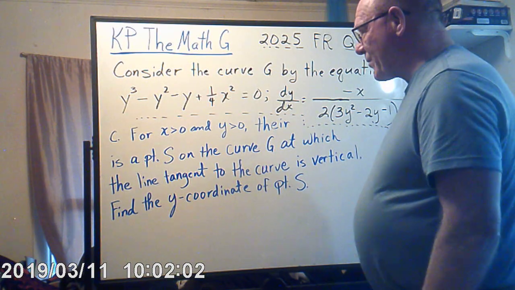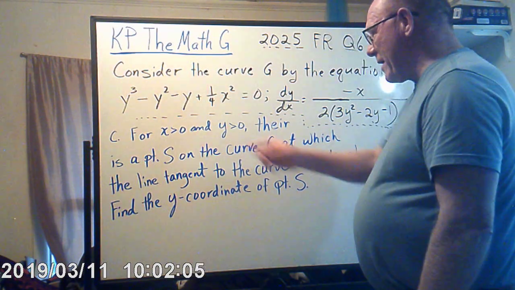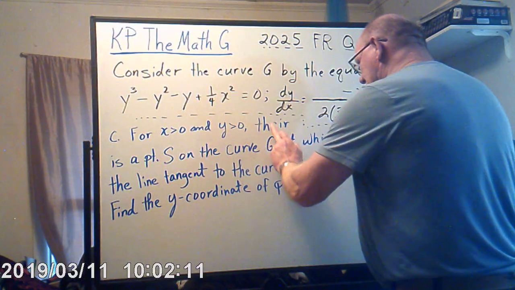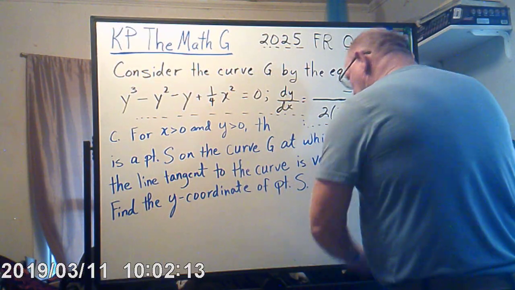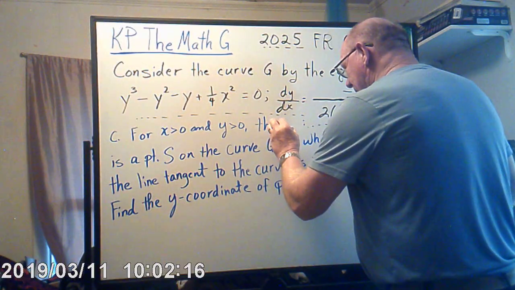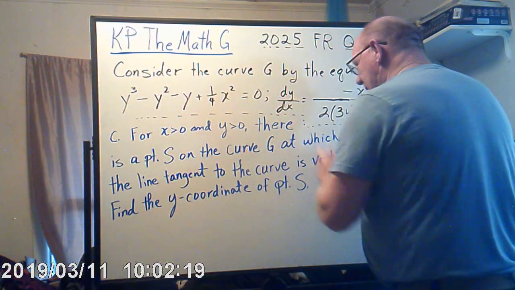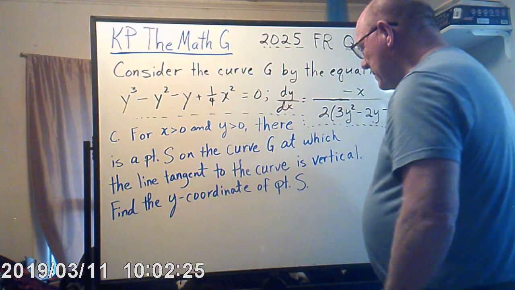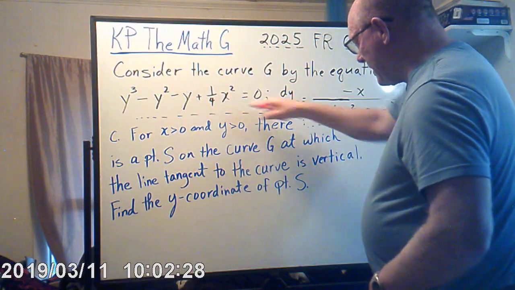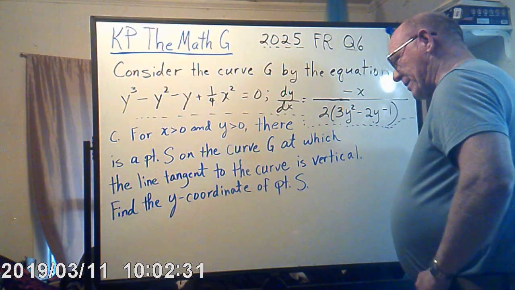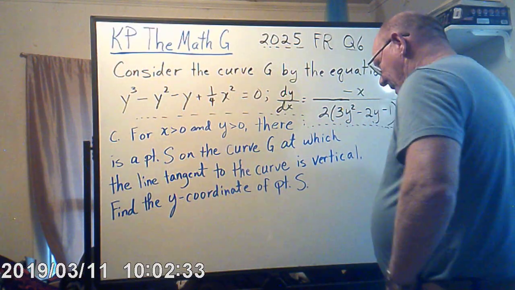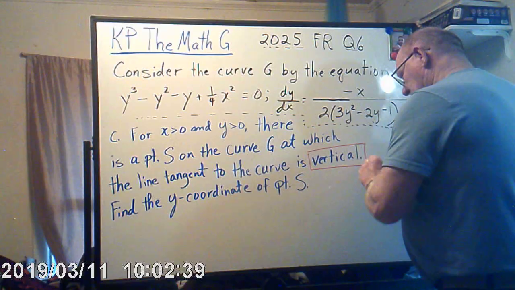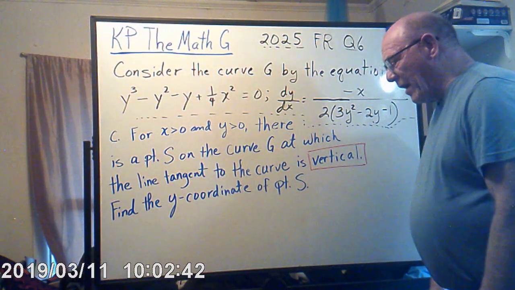Alright, so let's look at this. For x greater than 0, x is positive and y is positive. There is a point S on the curve G. This is curve G right here. At which the line tangent to the curve is vertical. Find the y coordinate of point S.